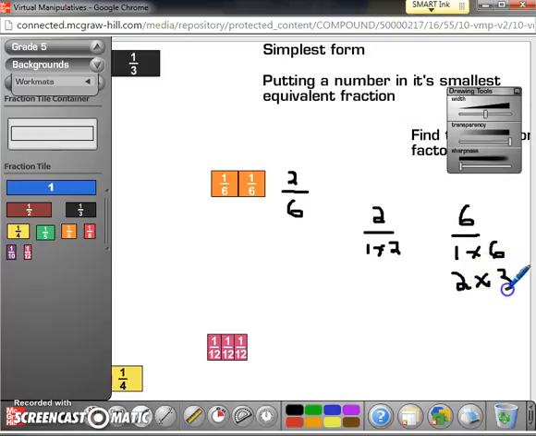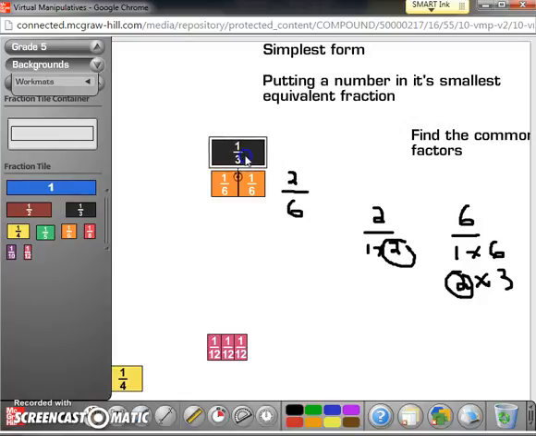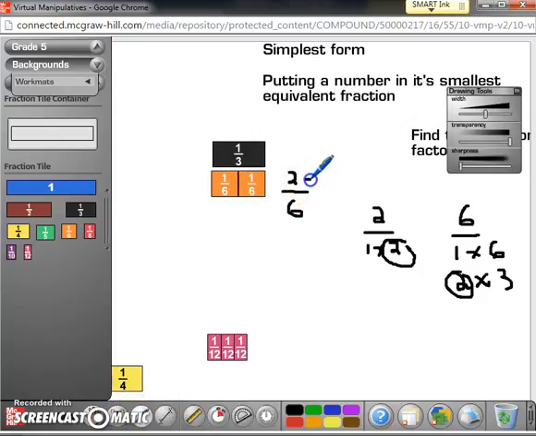And I've noticed that the 2 here is common with this 2 here. And since those are common factors, what I do in order to get it in its smallest equivalent fraction, which right here is 1/3, and I know that just by looking at it, I can divide my numerator and my denominator by 2. When I divide it by the common factor 2 and 2, that comes out with my simplest form, 1/3.